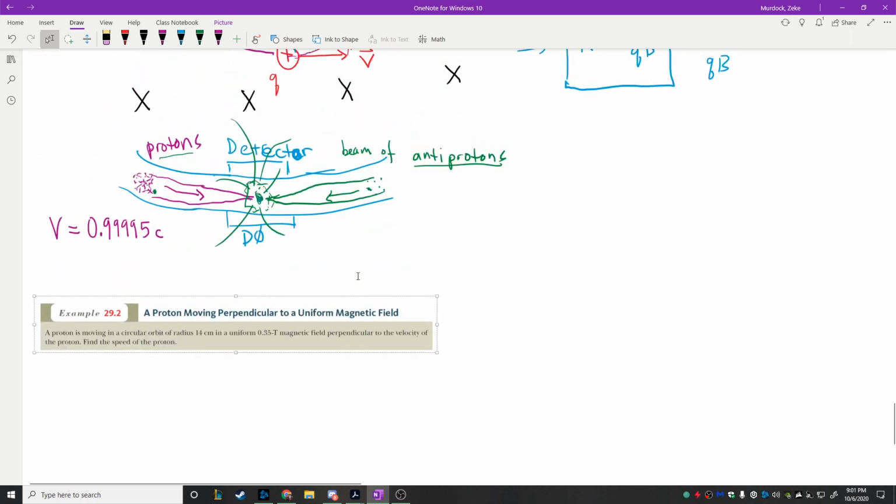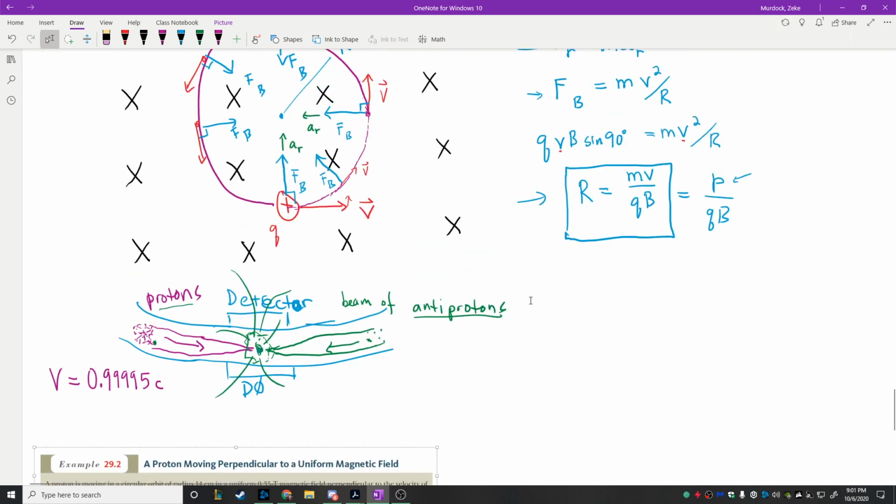Oh, and let me mention one other thing, because this is going to come up on your homework too. So this equation right here, we can rearrange it in the following sense. I can write it as QB divided by m is equal to the velocity divided by the radius. What do I get if I have a particle that moves in a circle and I take the velocity and I divide by the radius? What does that give me?